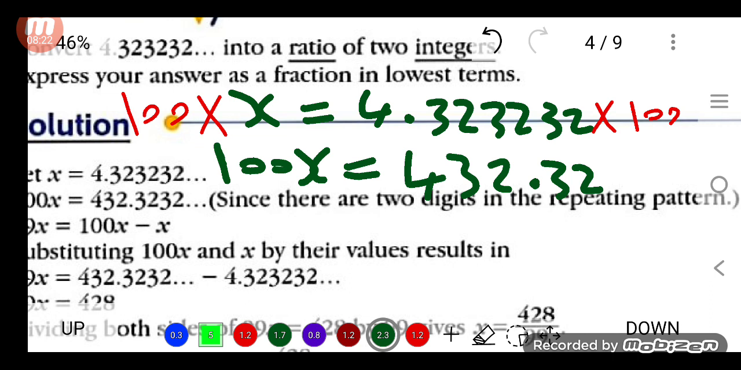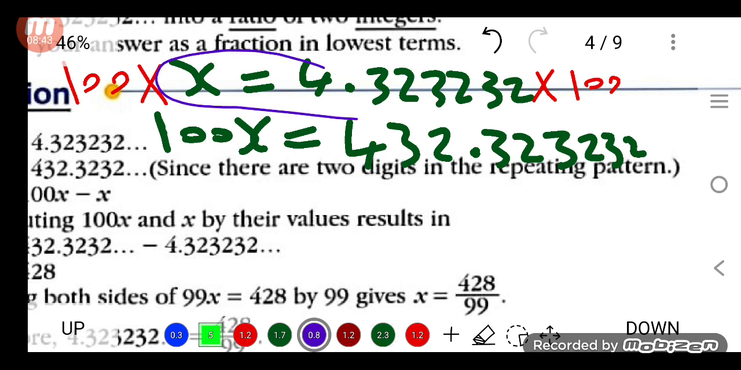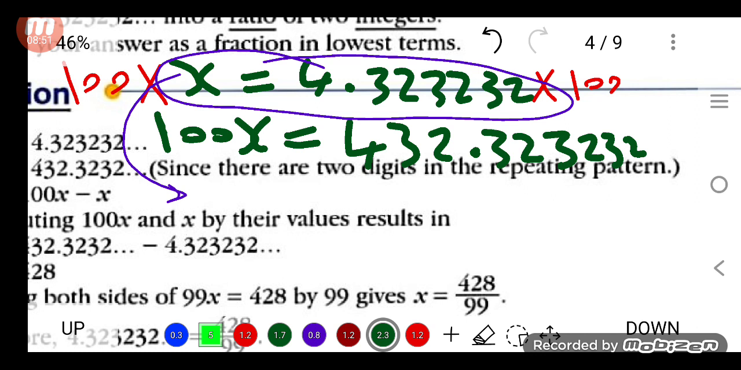You get 432.32, 32, 32, and so on. Okay, next step, you have to subtract these two amounts. But remember, when you subtract these two amounts, you have to arrange the decimal under the decimal. So let me now write this amount below. X is equal to, remember, decimal under decimal, so start with the decimal here and 4 here.